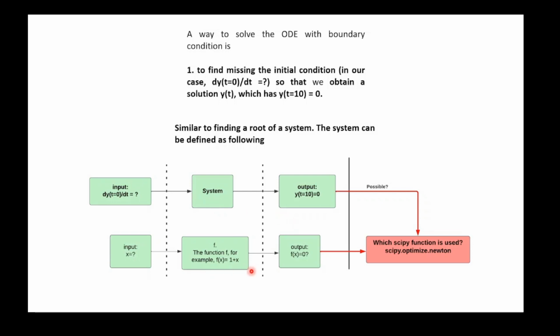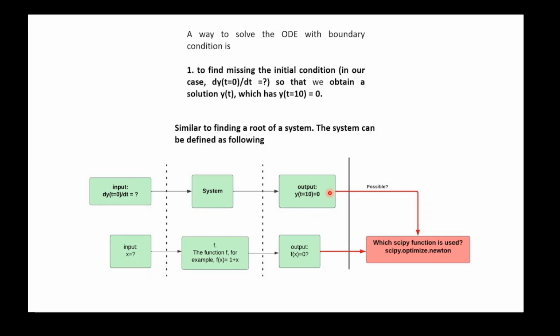The same as a very simple case where we need to find the root x of a function f(x). And if you remember, earlier we also used scipy.optimize. In this case, I use scipy.optimize.newton to find the root of the function. So I can also use scipy.optimize.newton to find the root of our system. And in our case, the root of our system will be a value of the initial condition where it satisfies our boundary condition.